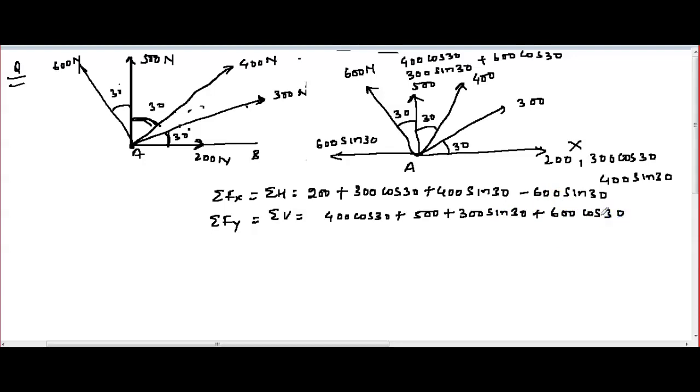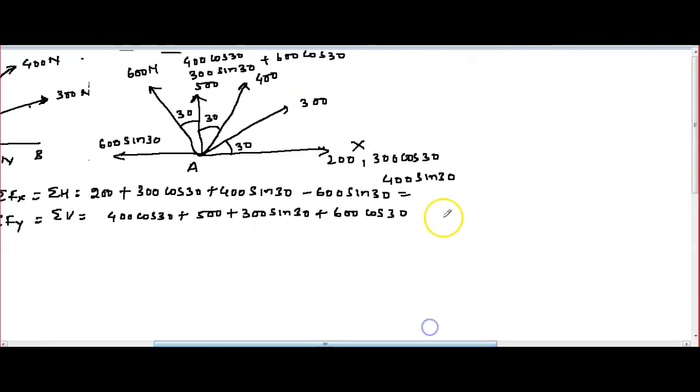Any doubt till here? So these horizontal forces, sigma of F of x, you will get here. The value you will get is 360. If you can find it in the calculator, you can check it out. And the vertical forces you will get as 1516 newtons. Horizontal is 360 and vertical is 1516.